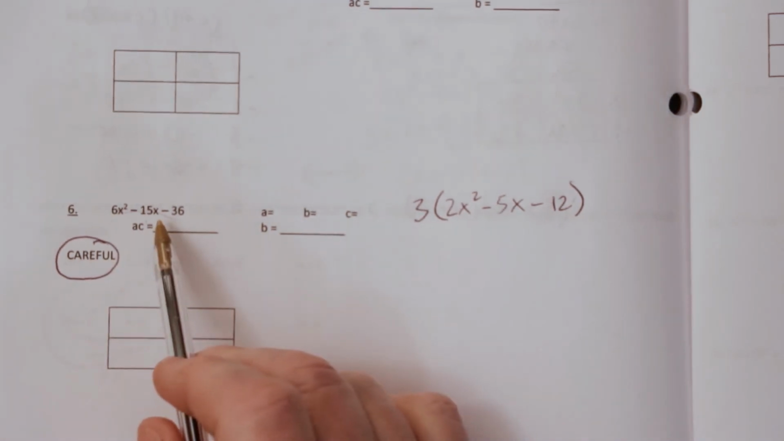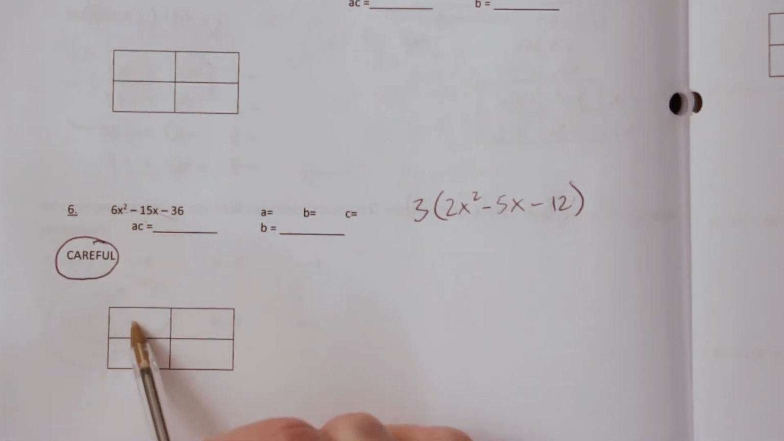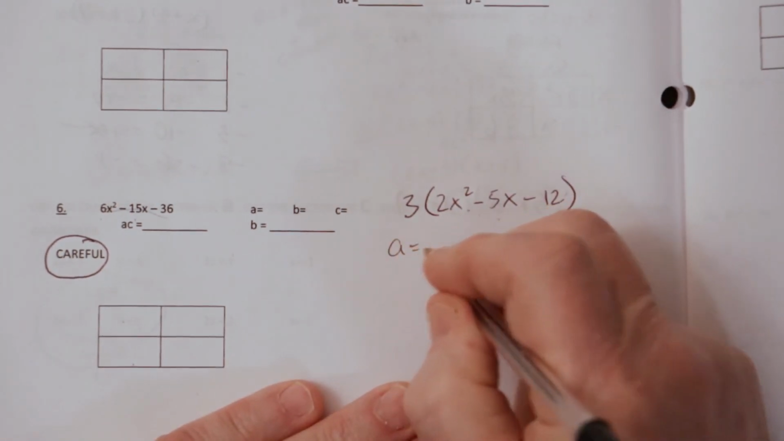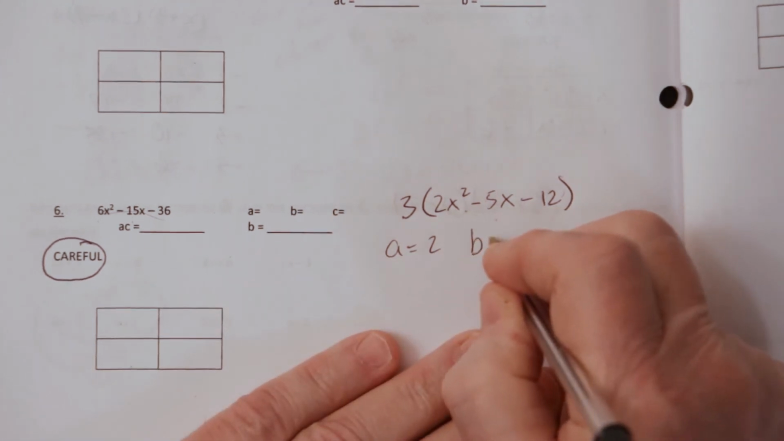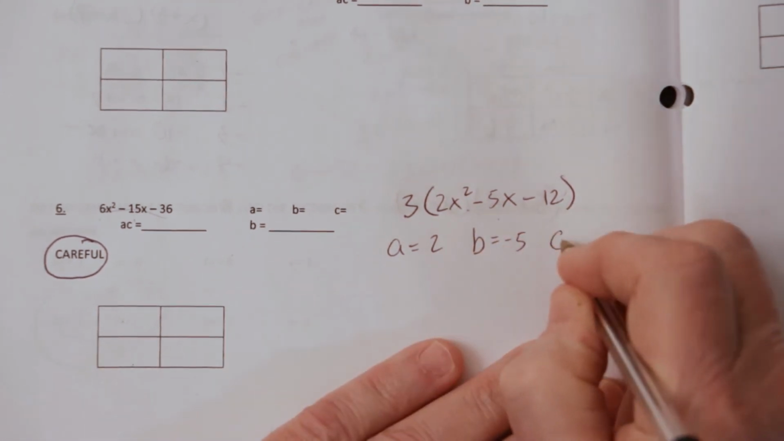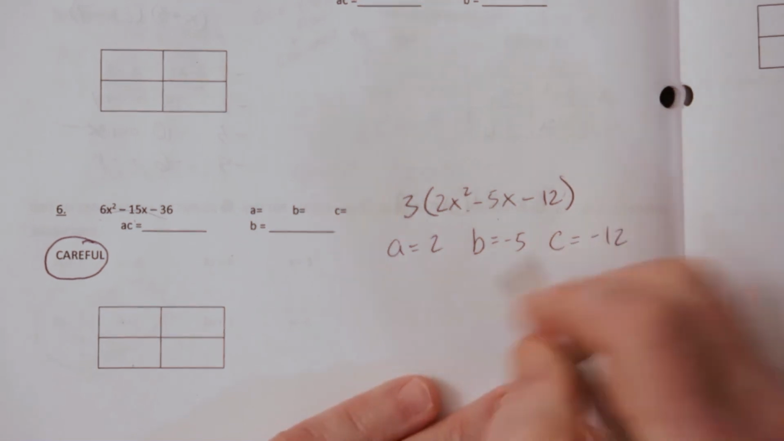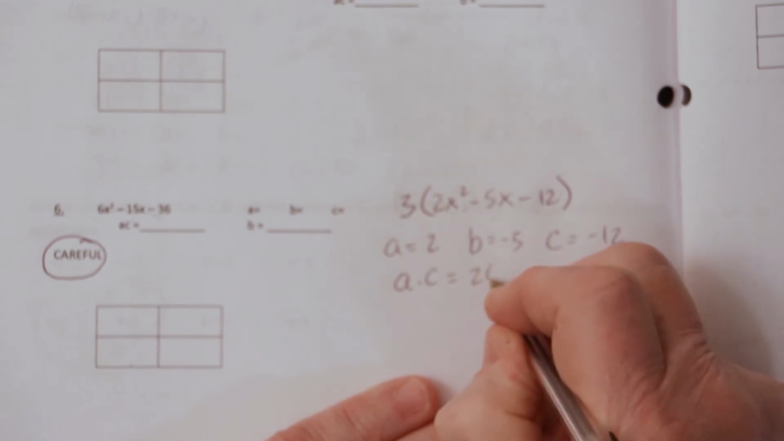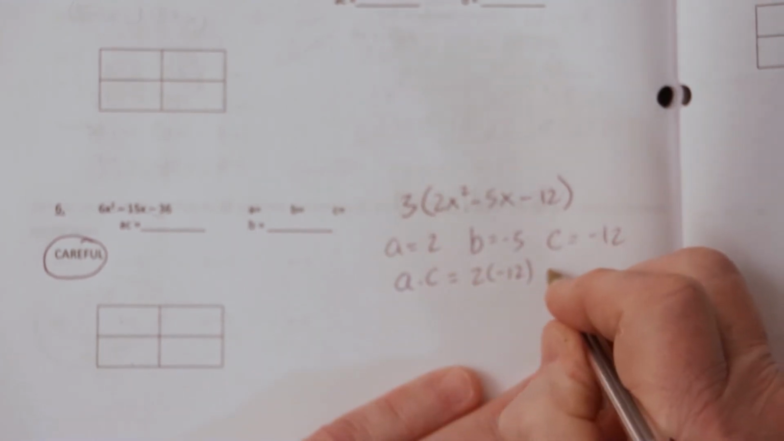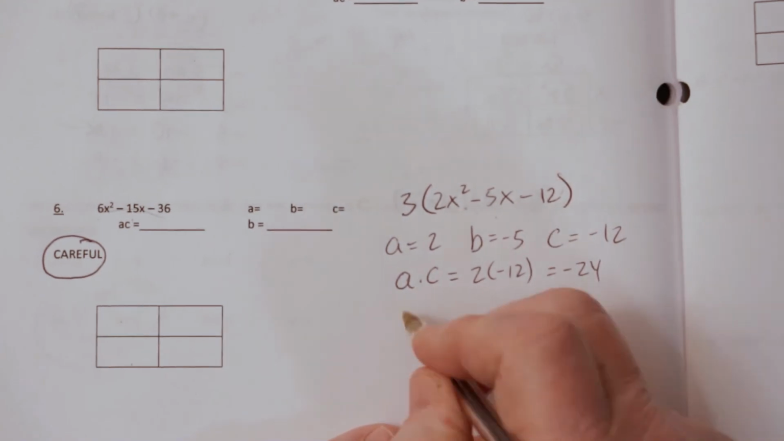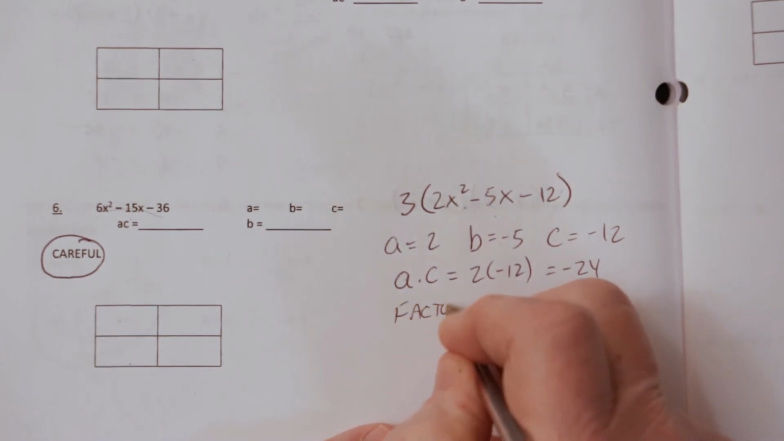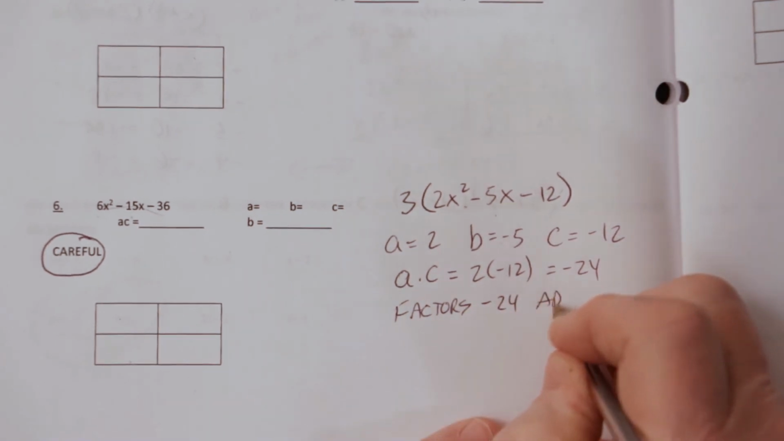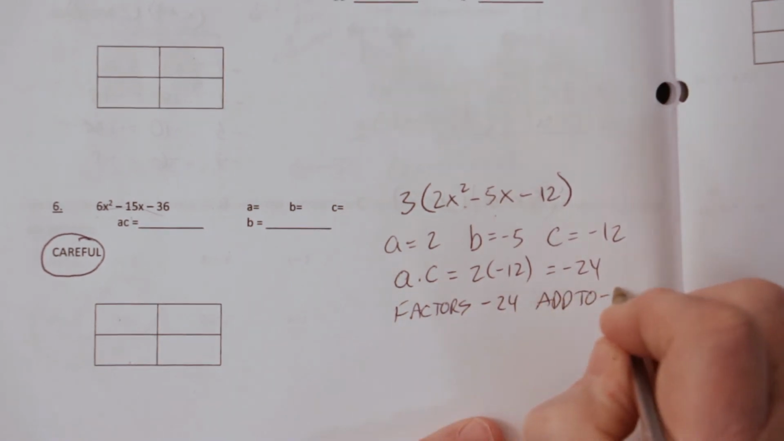Because I've seen lots of people go back down here and then put the 6x squared in and that sort of stuff. We're working with this now. So our A is equal to 2, our B is equal to negative 5, and our C is equal to negative 12. And then A times C equals 2 times negative 12, which is negative 24. So what are the factors of negative 24 that add to negative 5?